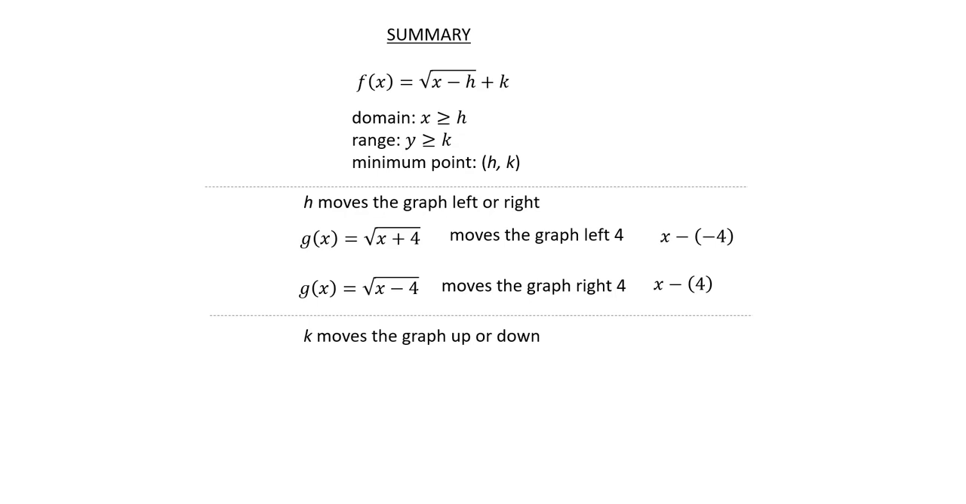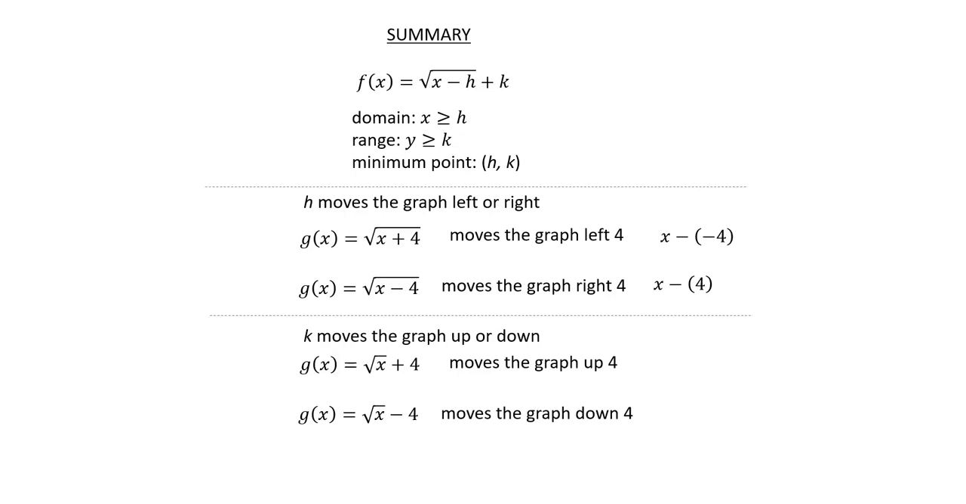The k value moves the graph up or down. So if I put square root of x, plus 4, that moves the graph up 4 units. If I put square root of x, minus 4, that moves the graph down 4 units. And so our function h of x equals square root of x plus 3 plus 5 will translate that graph from the parent function how? If you said it's translated left 3 and up 5, you are correct. This concludes our lesson for today.